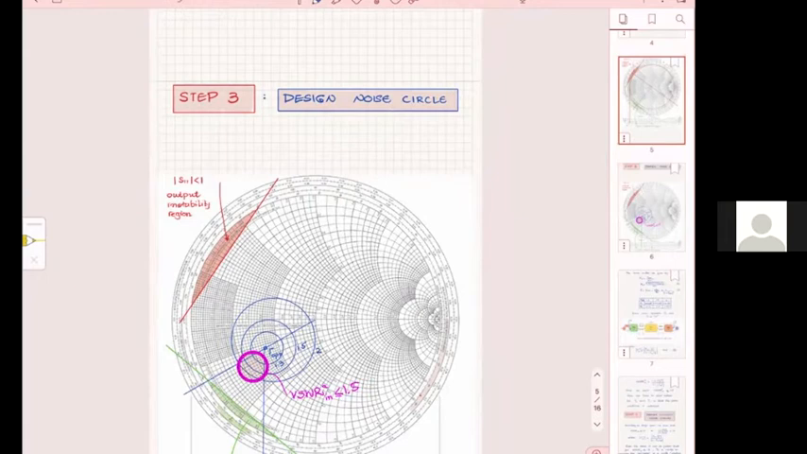You don't have to always start with noise. You could start with gain. You could start with the VSWR, as you will see. When people give you more than one requirement, there is not a particular order, because at the end you have to put all of the circles and see where they intersect. So it does not matter whether you start with noise or gain. I decided to start with the noise circles.